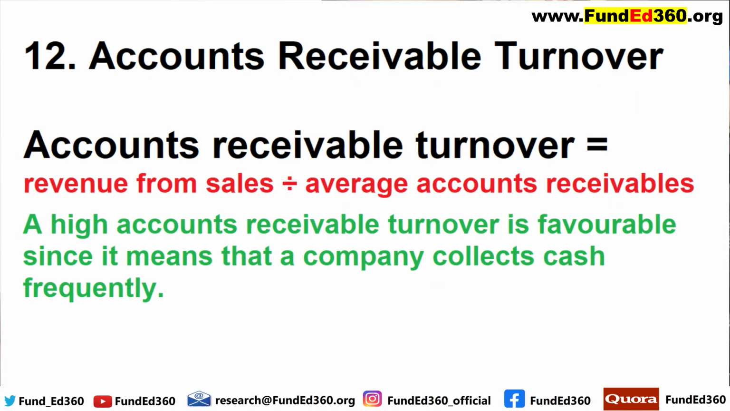The 12th ratio is accounts receivable turnover. The accounts receivable turnover is similar to the inventory turnover ratio. It determines the number of times a company collects cash from its debtors. A high accounts receivable turnover is favorable since it means that a company collects cash frequently. Mathematically, the ratio can be calculated as the revenue from sales divided by average accounts receivables.